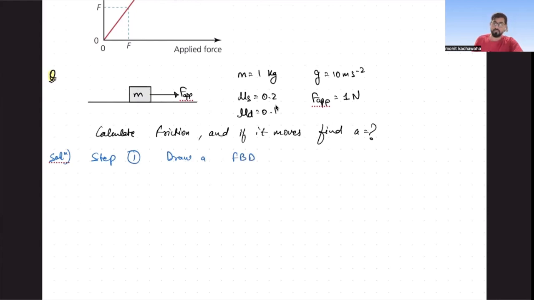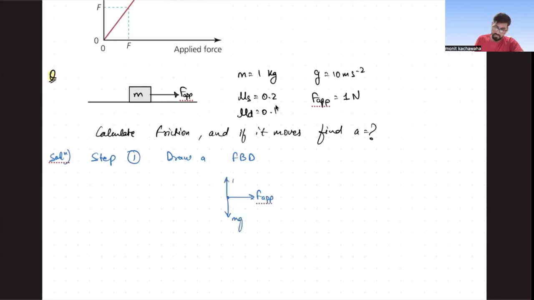So I know that this object is kept on a horizontal surface. The weight is acting downward, the normal force is acting upward, and F applied is here. If I'm applying a force, the object has a tendency to move. But due to the rough surface, the coefficients of friction are given, so a friction force will act. So if I want to draw the free body diagram, this is F applied, and this is my weight mg.